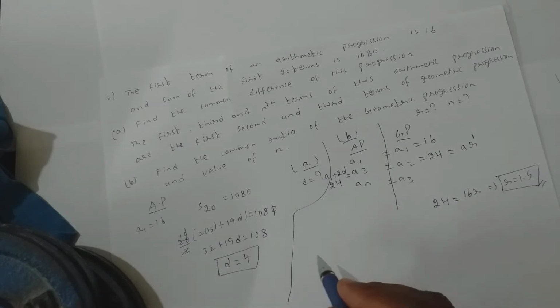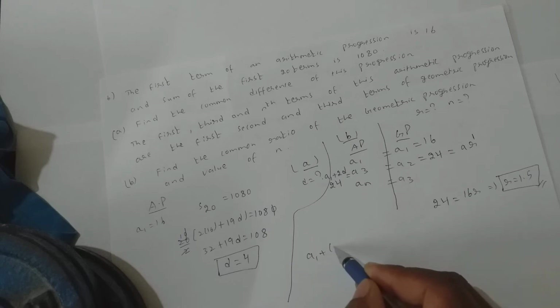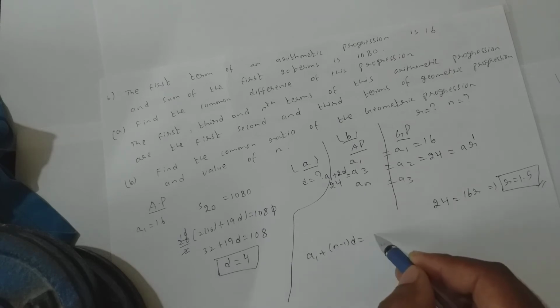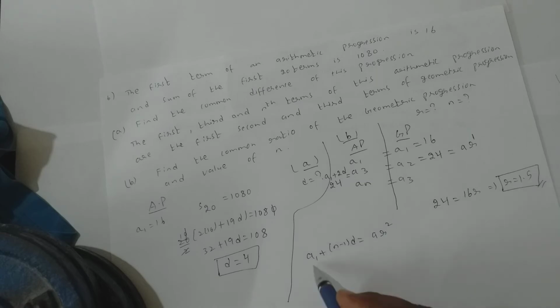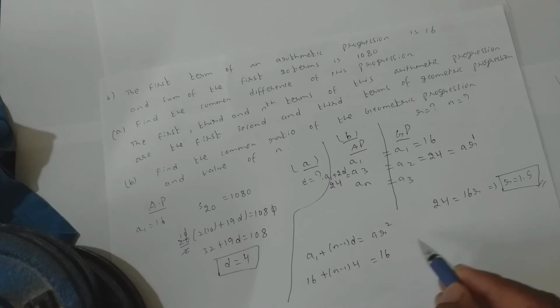Now find AN equal to this one. So what is the AN formula? A1 plus n minus 1 into D equals A3, which is A into R power 2. Here A1 is 16 plus n minus 1 into D, which is 4. Here A is 16 and R is 1.5, 1.5 square.